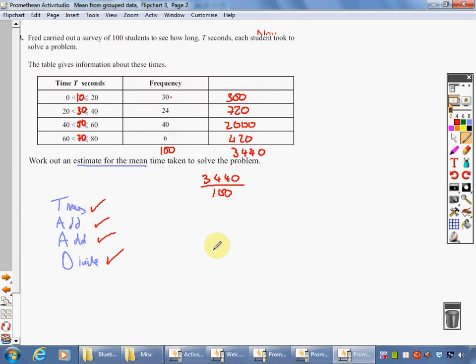So 3440 divided by 100 is 34.4, which will put me in this group here. That looks about right to me. 34.4 is about in the middle of there. I'm happy with that as an answer. So there you go, that is my mean calculated.